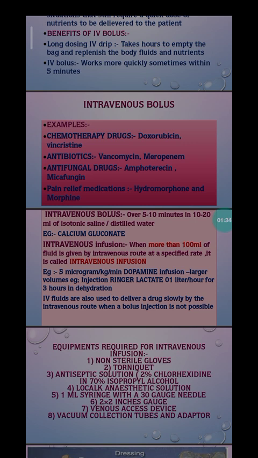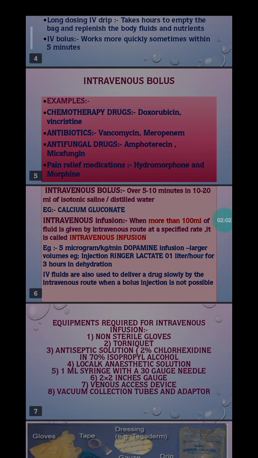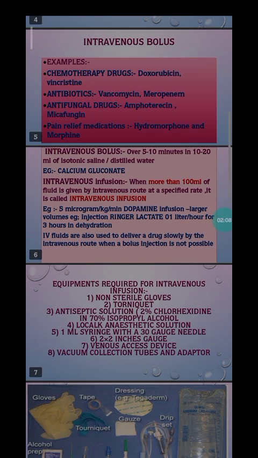Now, intravenous infusion. Intravenous infusion is defined as when more than 100 ml of fluid is given by IV route at a specified rate. For example, 5 microgram per kilogram per minute of dopamine infusion in larger volumes, or injection Ringer lactate at a rate of 1 liter per hour for 3 hours in case of dehydration. IV fluids are also used to deliver a drug slowly by the intravenous route when a bolus injection is not possible.